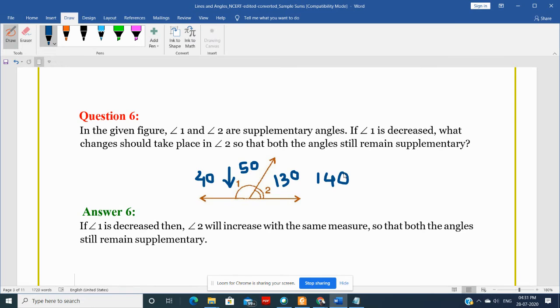Means if one of the angles is decreasing, the other one should be increasing so that they still remain supplementary. So if angle 1 is decreased, then angle 2 will increase by the same measure. Here I decreased 10, so here I increased 10, so that they both remain supplementary.